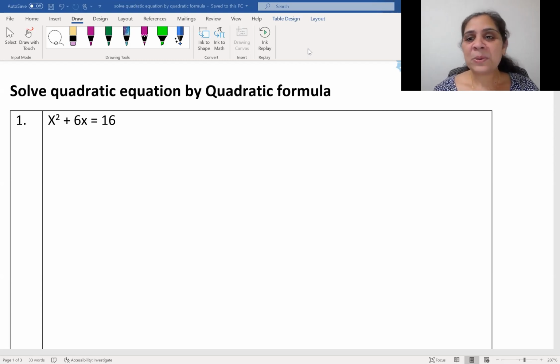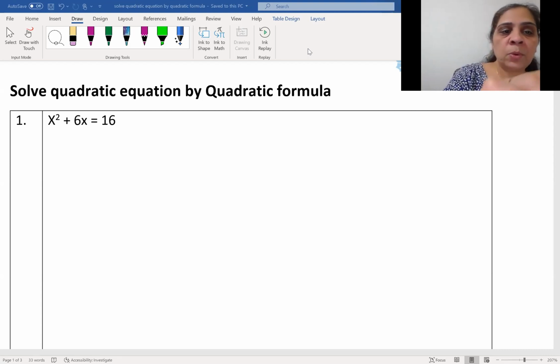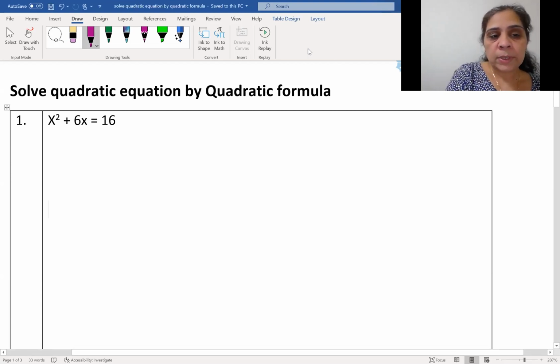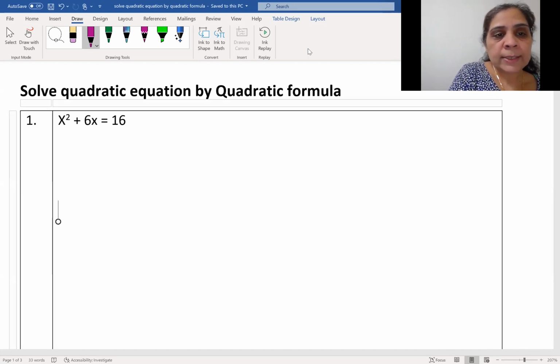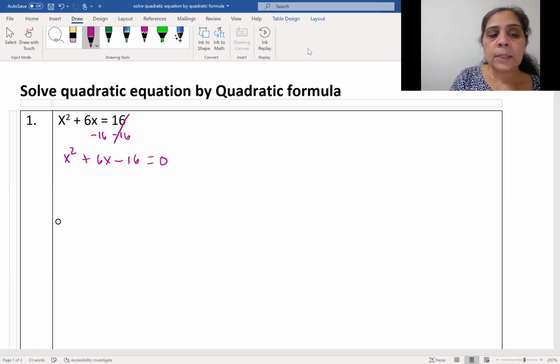All right, so here we have the example x squared plus 6x equals 16. My step 1 is to make it equal 0. So we have to keep everything on one side. We have to write it in descending order, meaning standard form. So we will subtract 16 on both sides. So we can cancel this. And now we have x squared plus 6x minus 16 equals 0. Then you can see I have it in standard form.